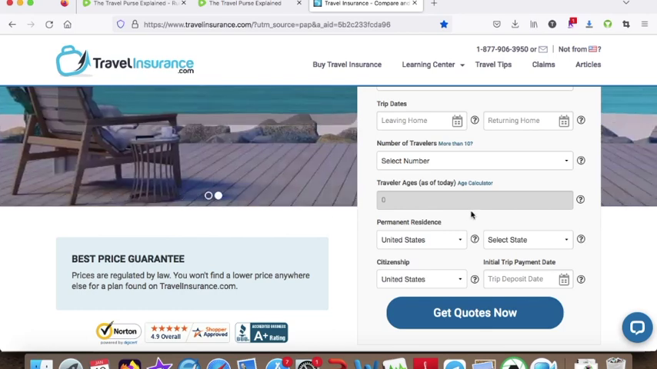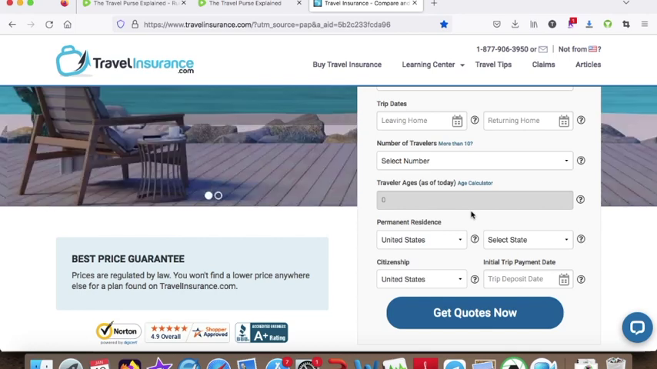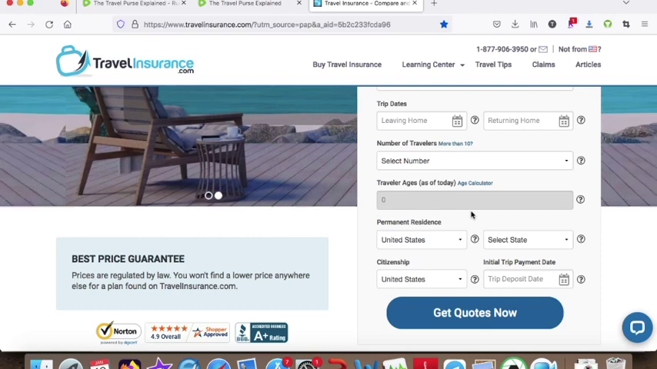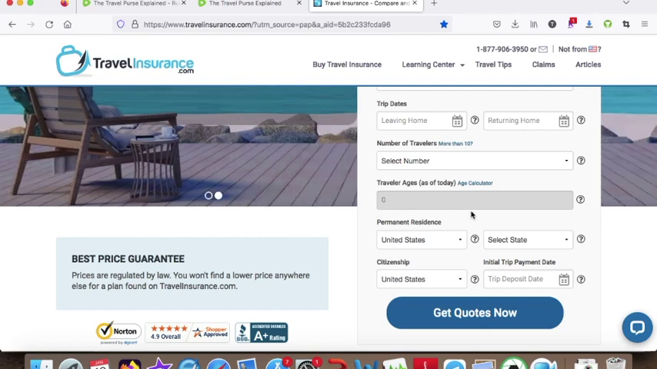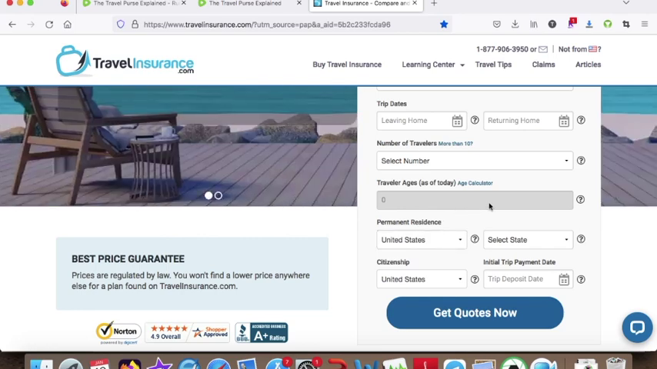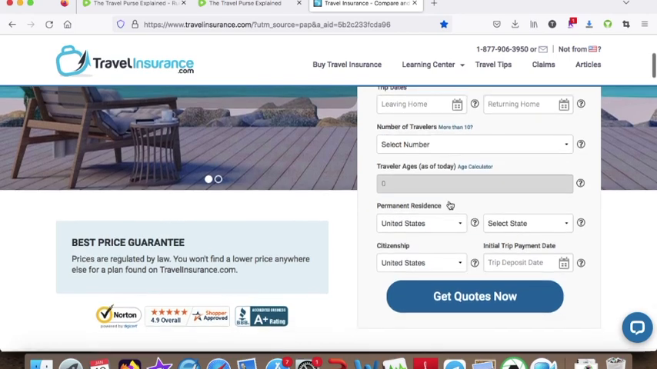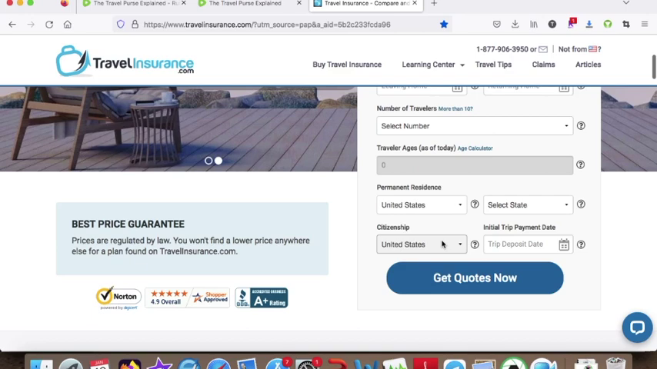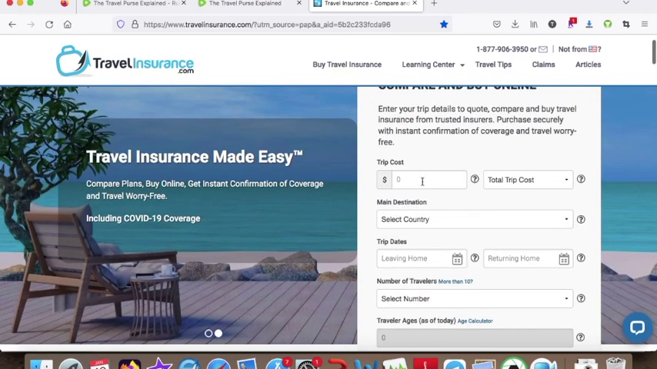And it makes sense if you think about it. I mean, what's the chance of a person who's older having a situation where they may need medical attention, or something could happen to them in flight, is much greater than someone who is younger. So it just makes perfect sense that the older you are, the greater your expense would be. Permanent residence. You want to put your state, and then you get a quote. So I'm just going to give you a scenario.